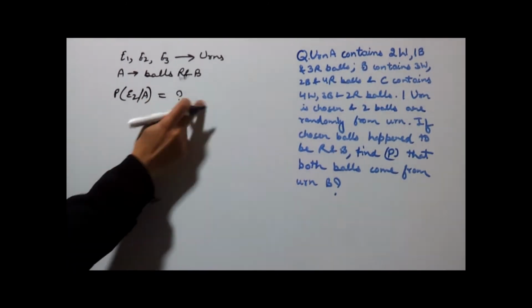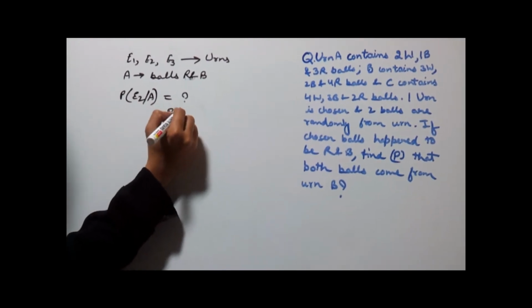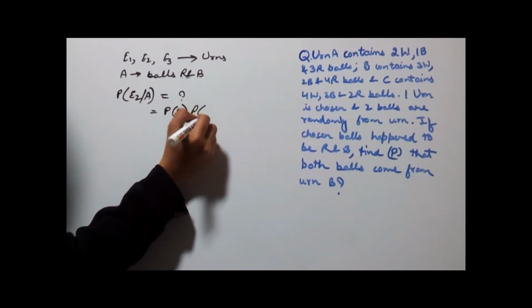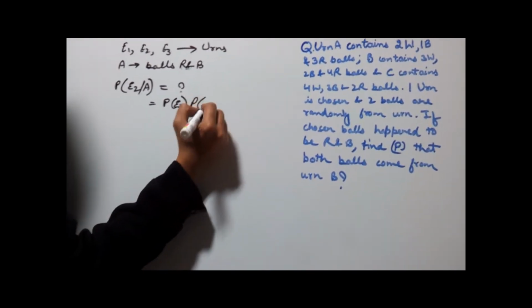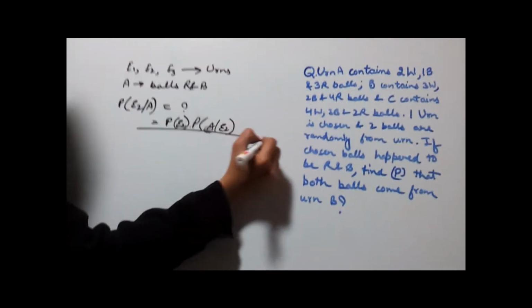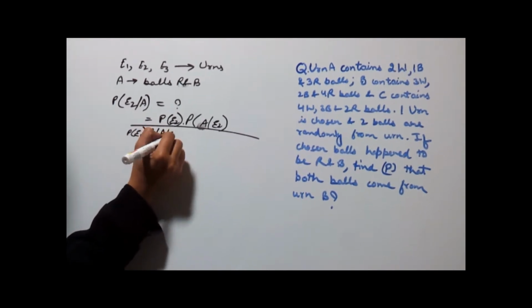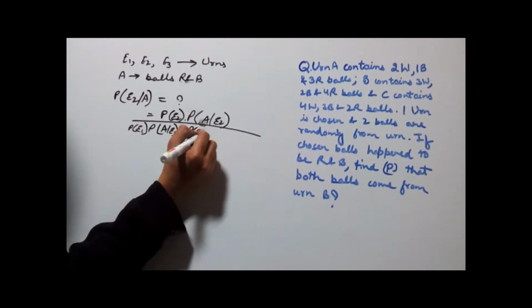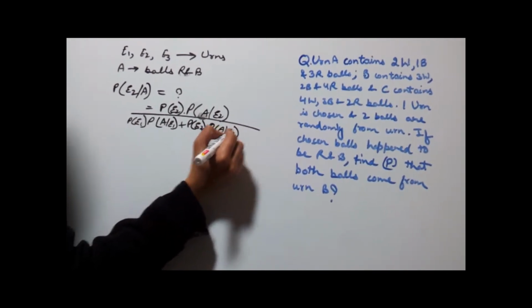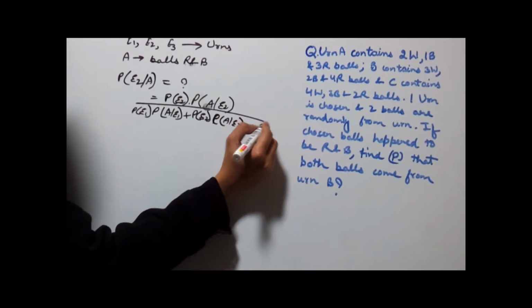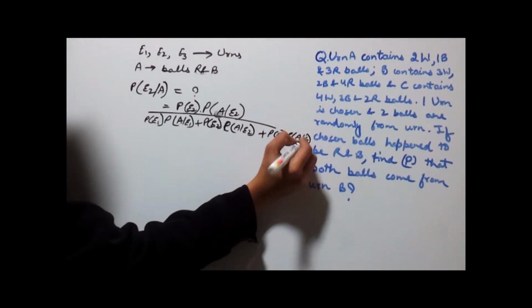Now, putting the values in the formula, which is equal to probability of E2 into probability of A by E2, divided by probability of E1 into probability of A by E1, plus probability of E2 into probability of A by E2, plus probability of E3 into probability of A by E3.